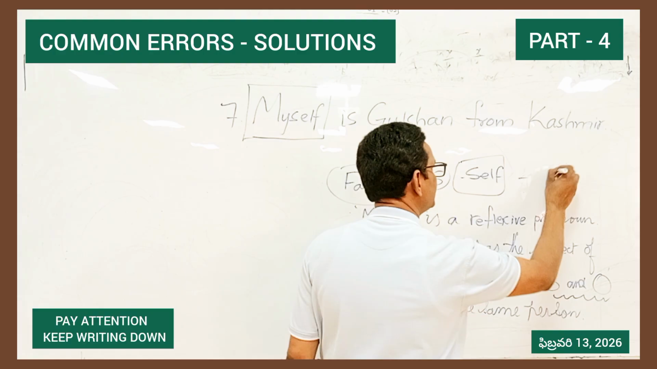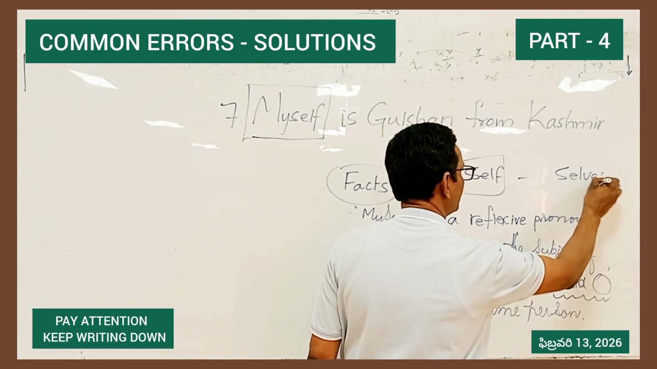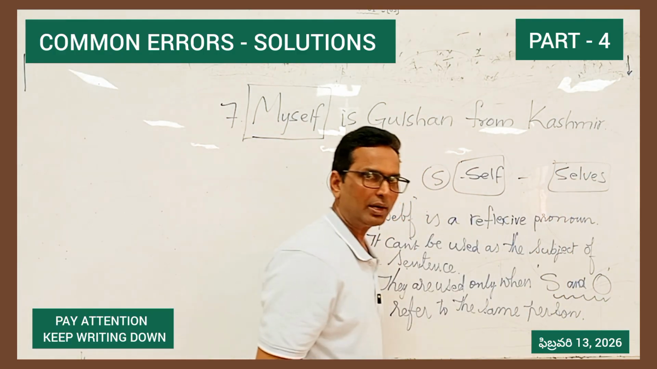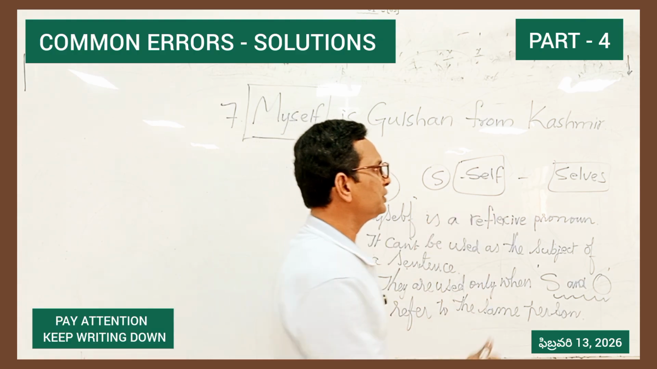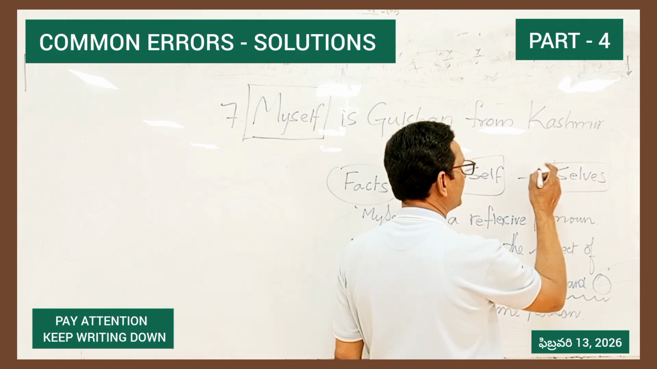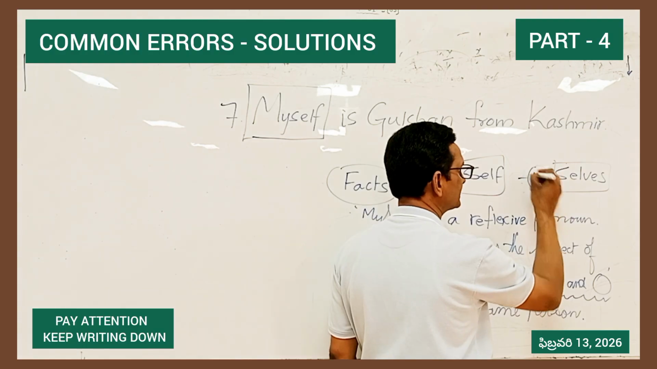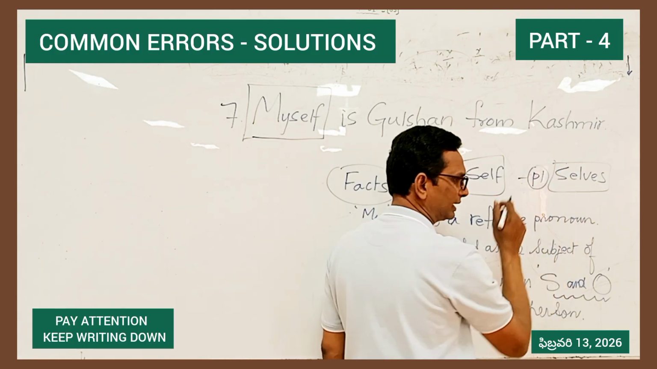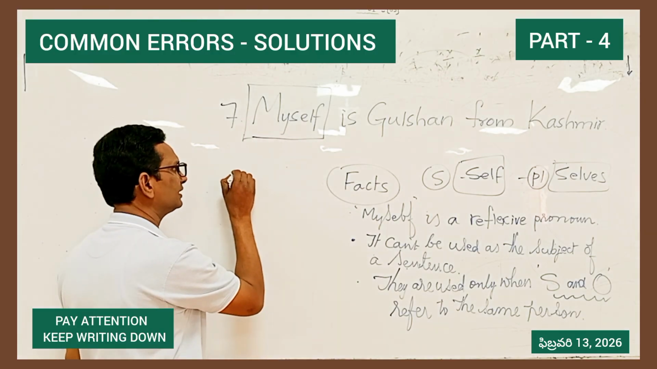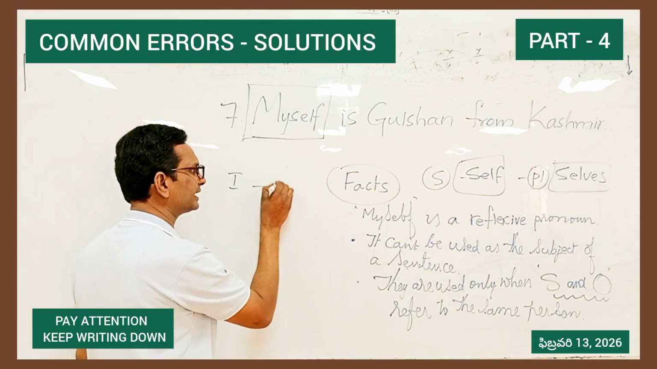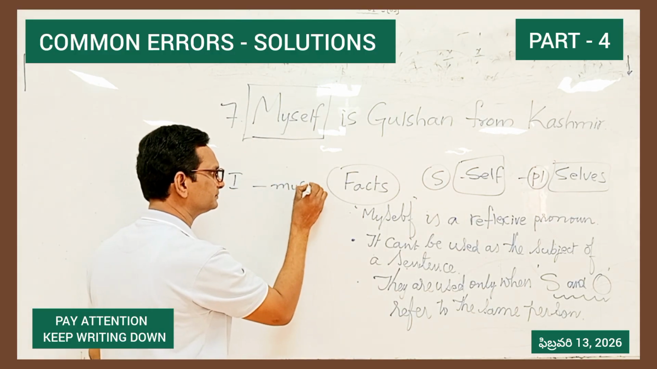And SELVES, some extra information, okay, about reflexive pronouns. When you use SELVES, you will use this for plurals, in order to make plurals. For instance, if you look at I, from I, we can make myself.